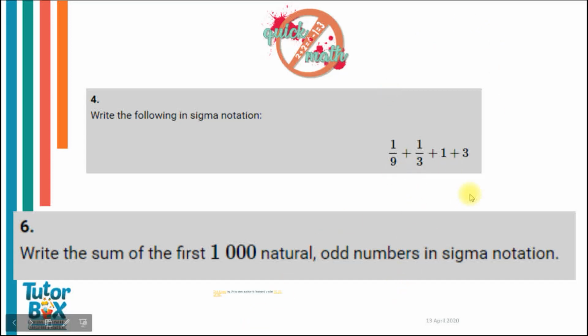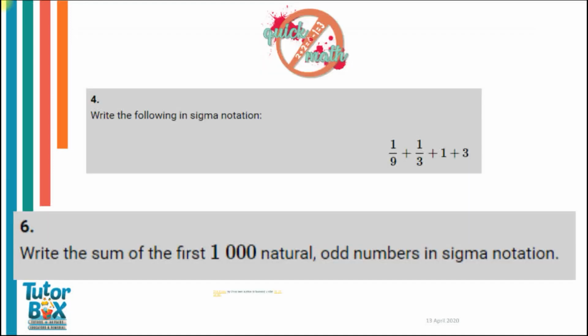Number 4 says write the following in sigma notation: 1/9 plus 1/3 plus 1 plus 3. Number 6 says write the sum of the first 1000 natural odd numbers in sigma notation. Number 6 might be a bit tricky, but let's just look at it.